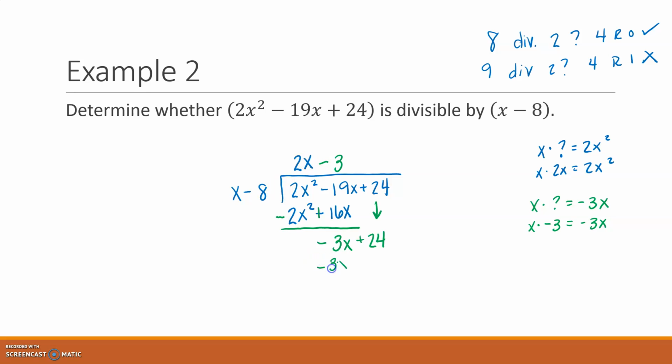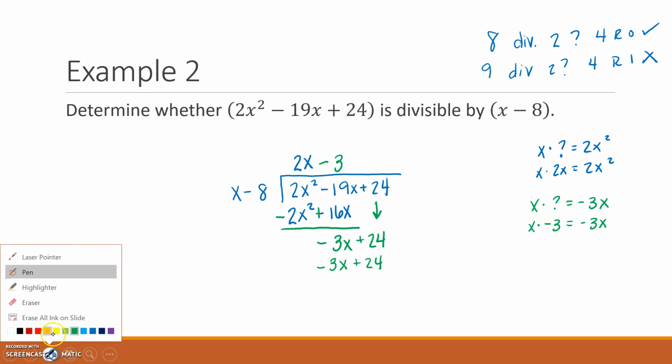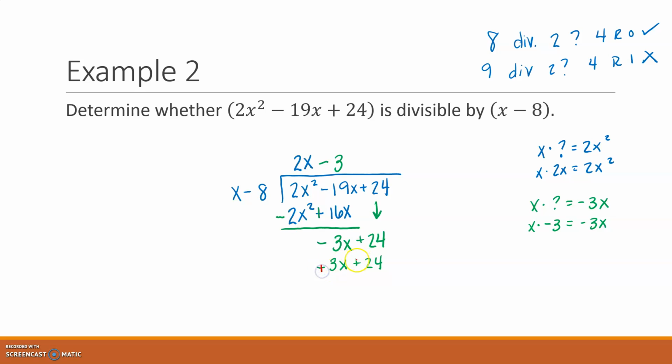Negative 3x plus 24, but change the signs. So I'm going to change plus, that's going to become minus. And the 3x's cancel, the 24's cancel, so I get a remainder of 0. Since I got a remainder of 0, I would say yes, they are divisible. Or it is divisible. I don't know which one is grammatically correct. And if they asked me to divide this, I would say that my answer was 2x minus 3.